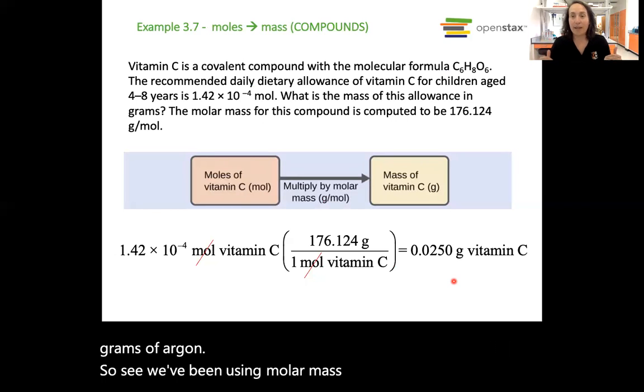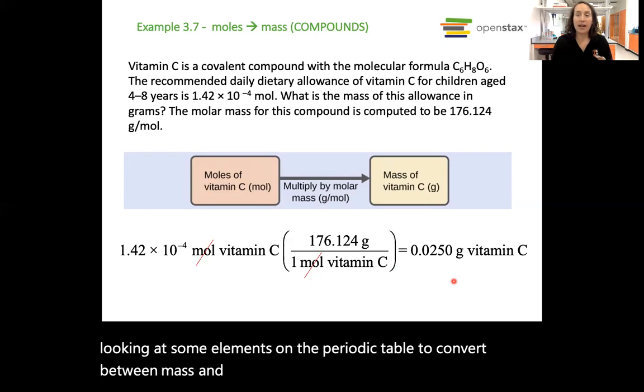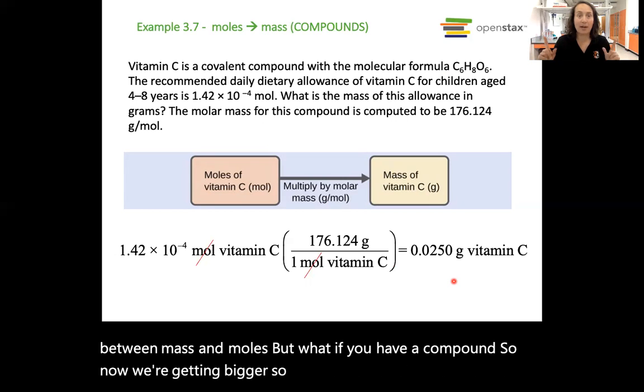Okay, so see, we've been using molar mass a lot, and those were just looking at some elements on the periodic table to convert between mass and moles. But what if you have a compound? So now we're getting bigger. So many atoms in a single compound, right?